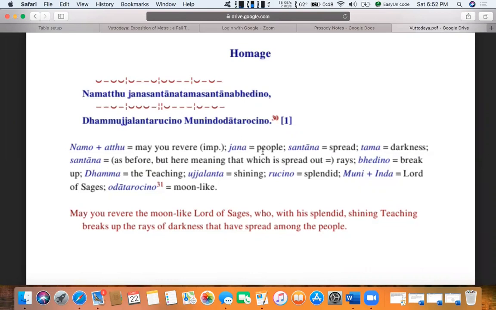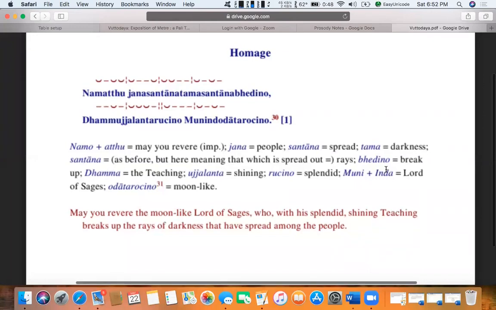Here in the third line, Muni is the Lord of Sages. Actually, Muni refers to sages, a similar word to tapasa and isi. Inda means the lord or the king. So the king of all sages is called Muninda. So Lord Buddha is the king, the lord, or the master of all sages.